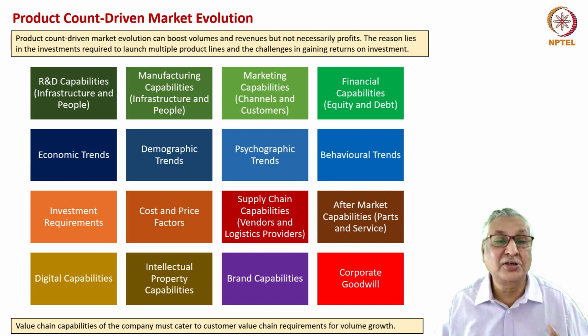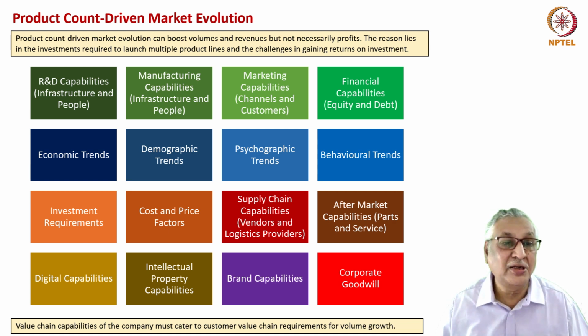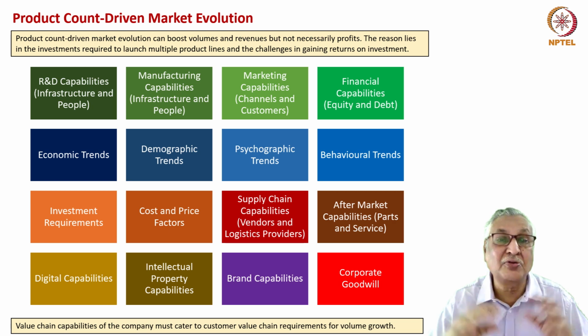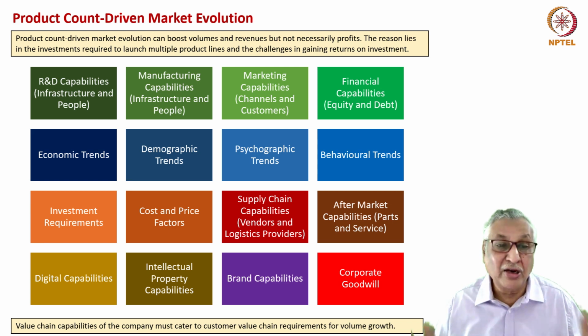The first is the internal technological capability, the R&D capabilities in terms of infrastructure and people, the manufacturing capabilities again in terms of infrastructure and people, the marketing capabilities in terms of channels and customers, and the financial capabilities in terms of equity and debt the company is able to raise. Then we have the environmental factors which provide the overall canopy or the envelope for the company to operate in. The economic trends, demographic trends, psychographic trends, and behavioral trends.